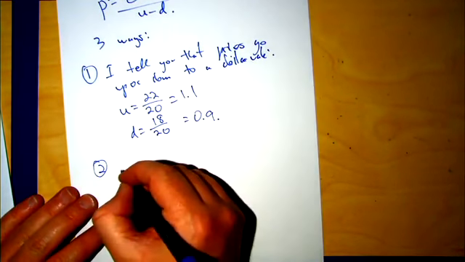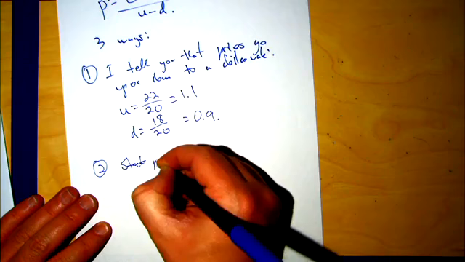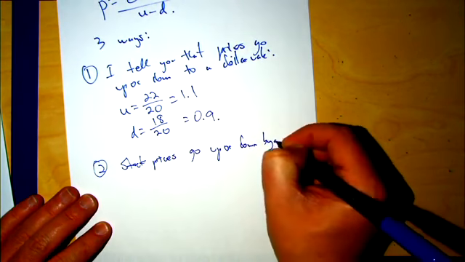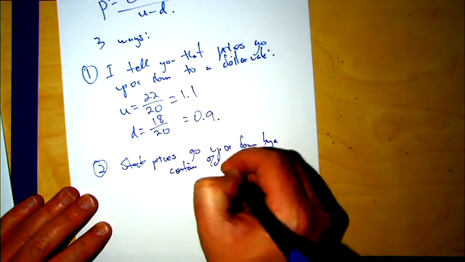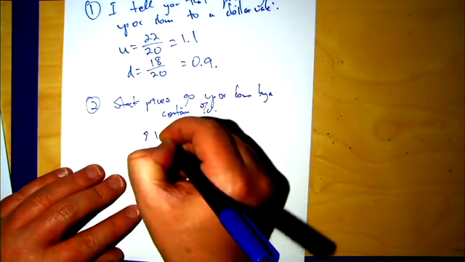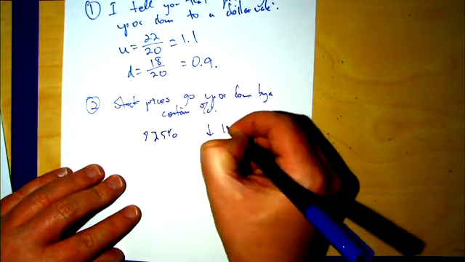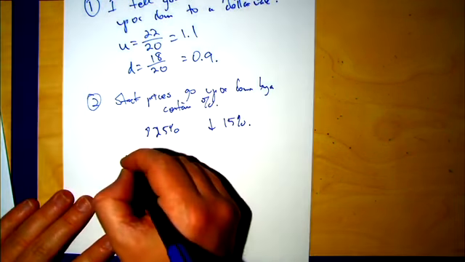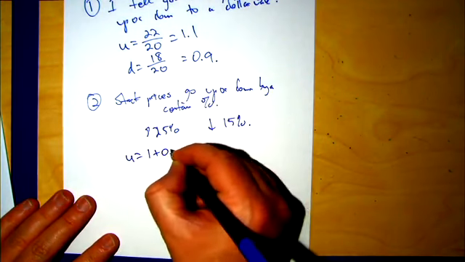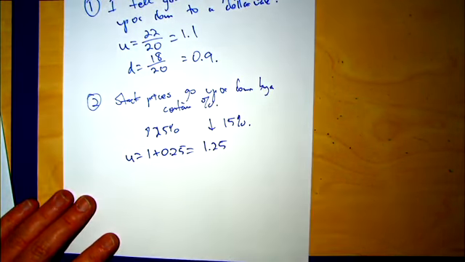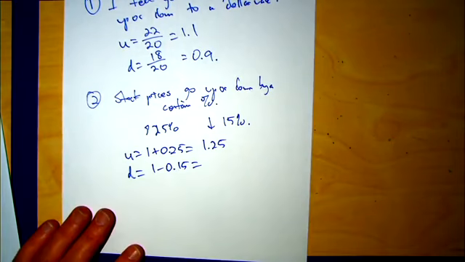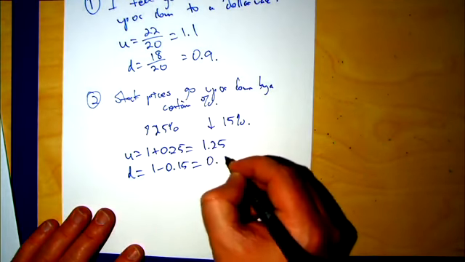Number two, I tell you that stock prices go up or down by a certain percentage. Let's imagine I tell you they go up by 25% and they go down by 15%. That's the state of the world I live in. Prices can either go up 25% or down 15%. In that case, U is going to be equal to 1 plus 0.25, so 1.25, and D is going to be equal to 1 minus the percentage decrease of 0.15, to give me 0.85.